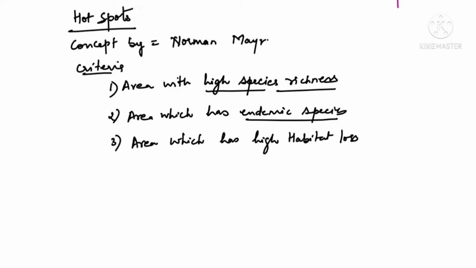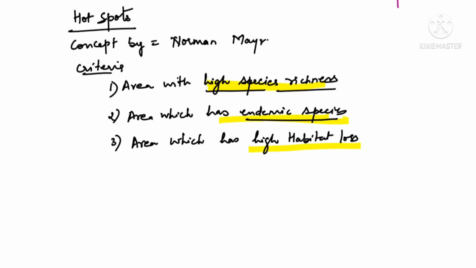Okay, so what they have done, they decided, let us make hotspots. Now, what are the criteria to make hotspots? They have to see if the area has high species richness, then the area should have a high degree of endemism also. This should also be high. And if it is going through high habitat loss, then that area will be declared as a hotspot.